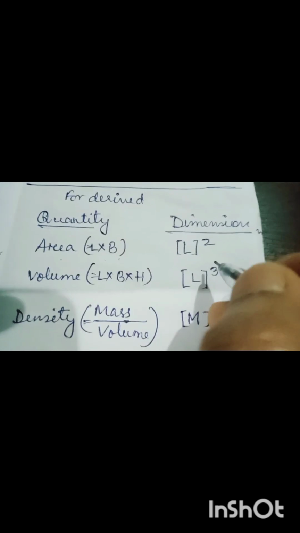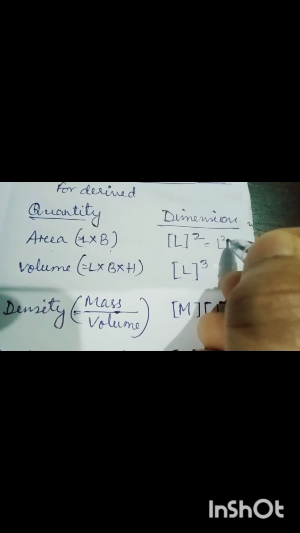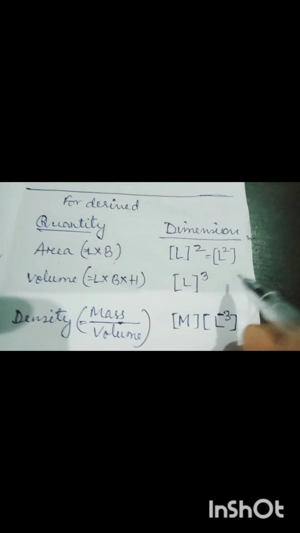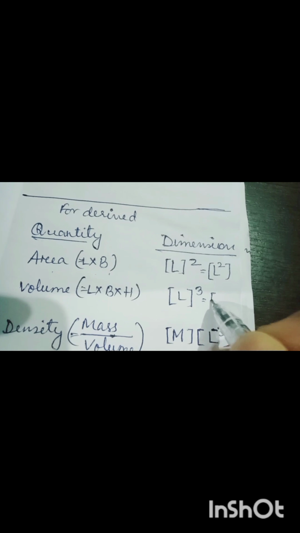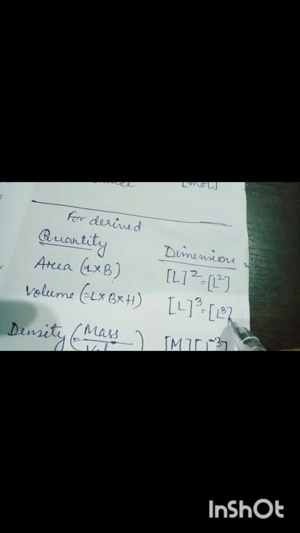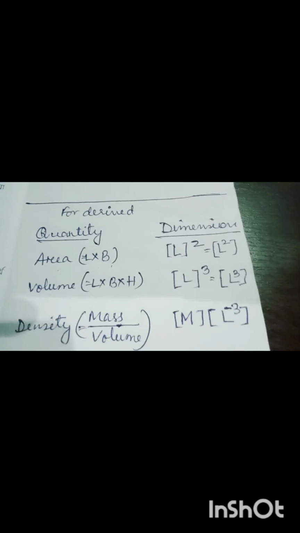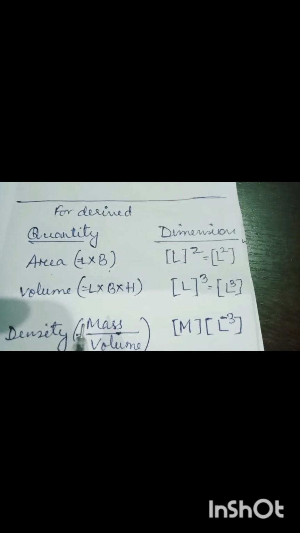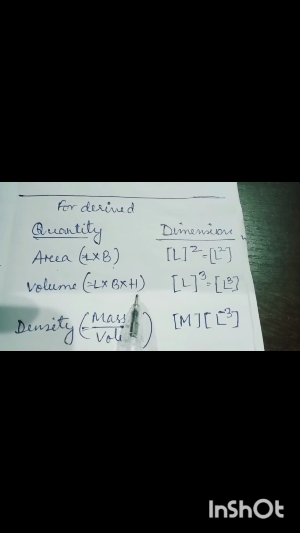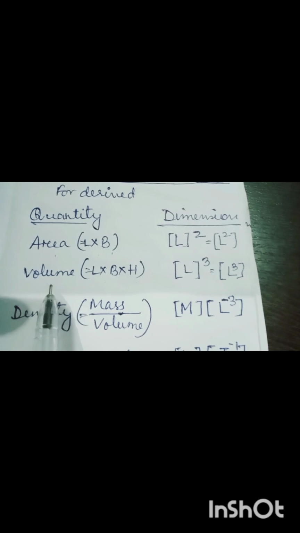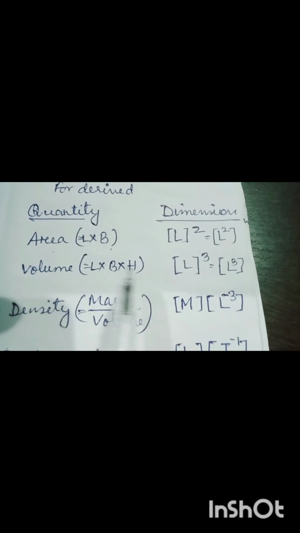So, it can also be written as L square inside the square bracket. Similarly, for volume also, it can be written under square brackets. So volume is the product of length, breadth and height. So 3 times length is used to derive the volume expression. So it is L cube.